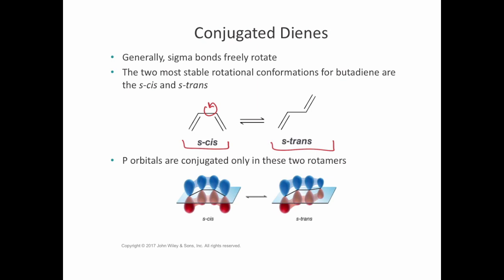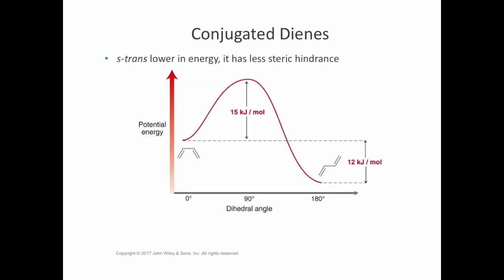In these conformers, if we have the S-cis, you can see here that the p orbitals are conjugated. With the S-trans, they are also conjugated. So notice how they're all in line and overlapping. P orbitals are only conjugated for butadiene in these two rotamers. In comparing the rotamers, the S-trans is lower in energy because it has less steric hindrance.